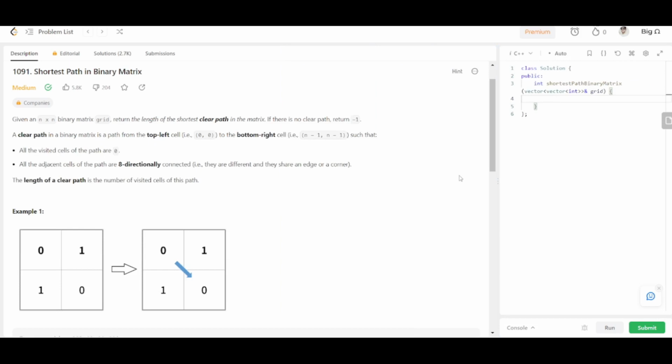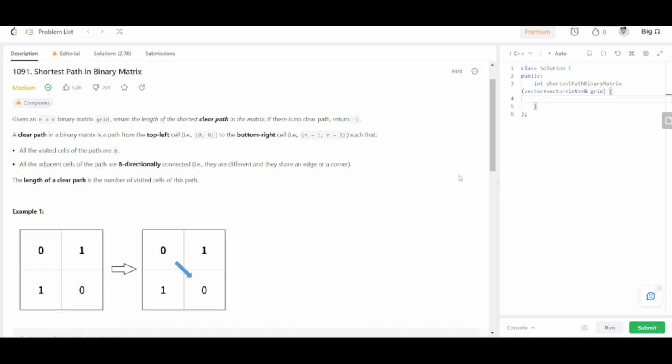So today in this video lecture we're going to be solving this problem, shortest path in binary matrix. So this problem is also included in the Dijkstra algorithm problems list, although this can be solved using a simple graph traversal algorithm like breadth first search, but we'll solve this using Dijkstra algorithm because it is there in the list. So let's read the problem statement.